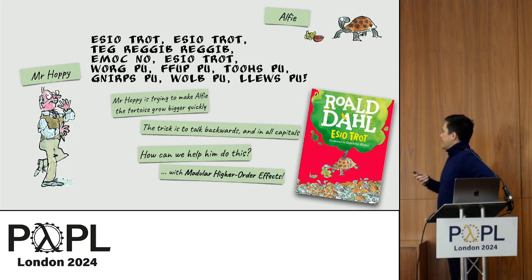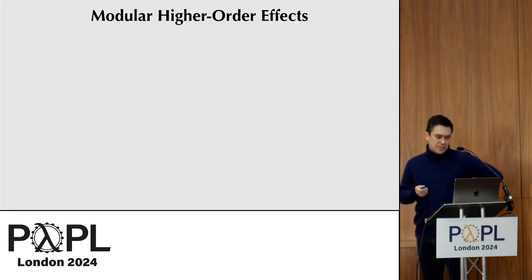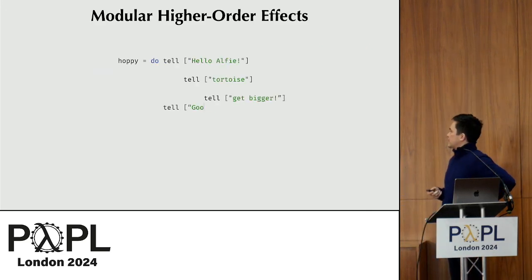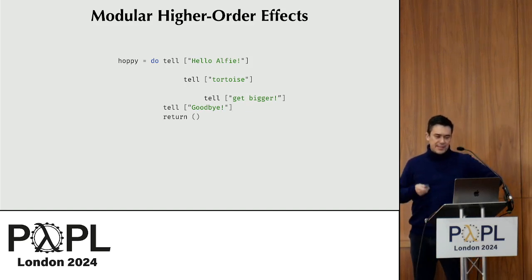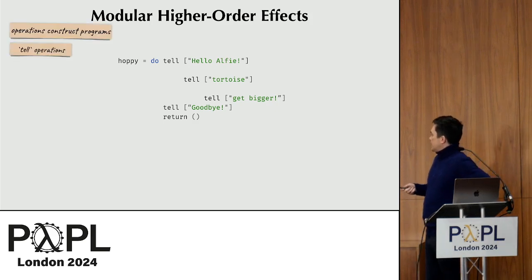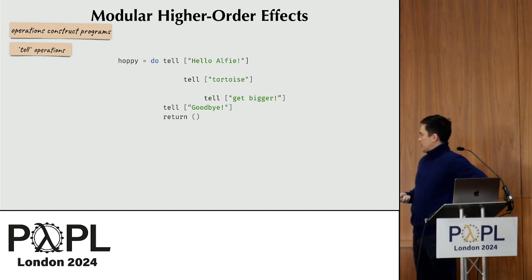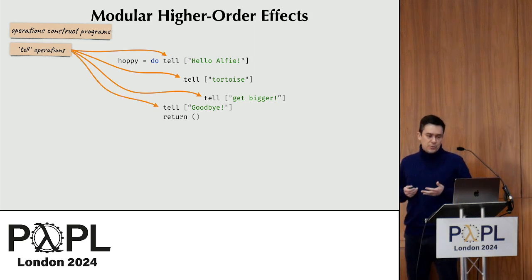Okay, so what we're going to do is we're going to teach him a little bit of code. So Mr. Hoppy really wants to write something like this. He wants to say, hello, Alfie. He wants to say something to the tortoise. He wants to say, get bigger. And then he's going to say goodbye. So in this piece of code, what we see is that there are various operations that construct the program itself. So we have several tell operations, and they are all there basically to do something with this code.